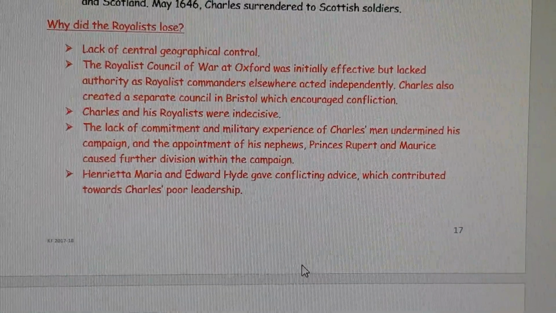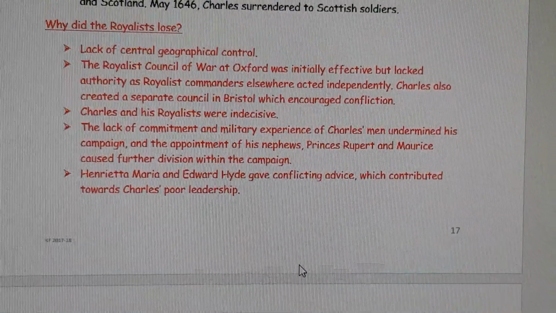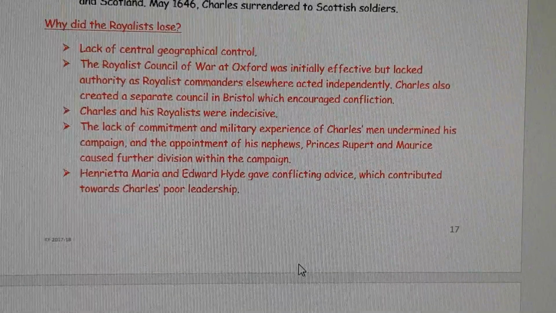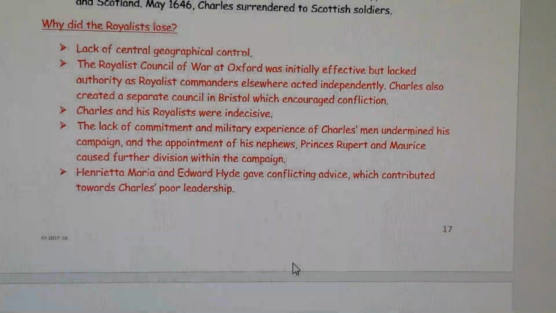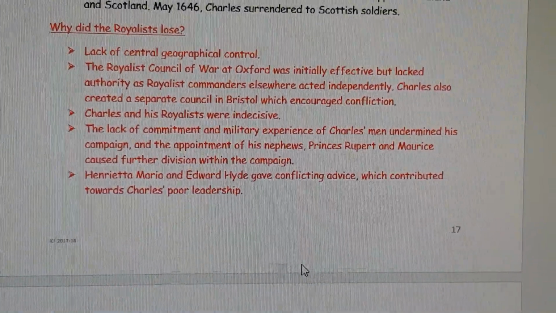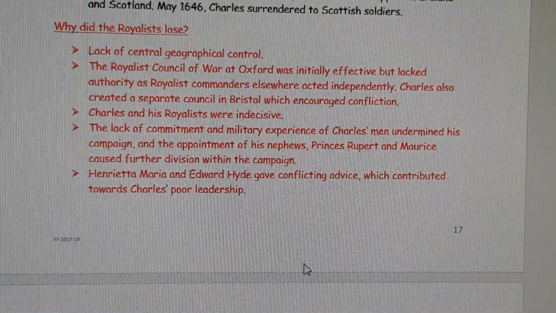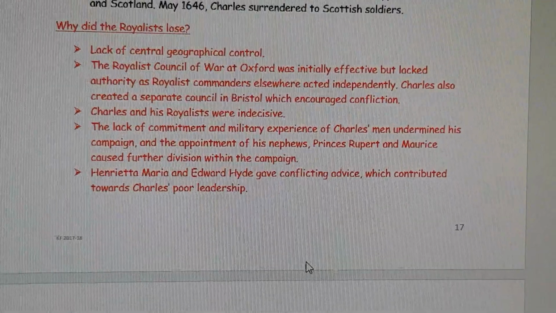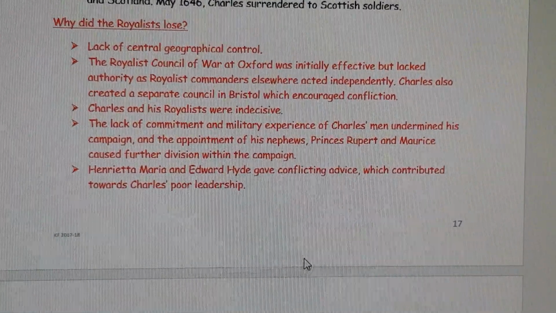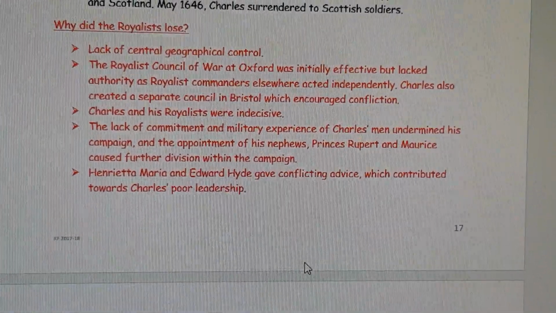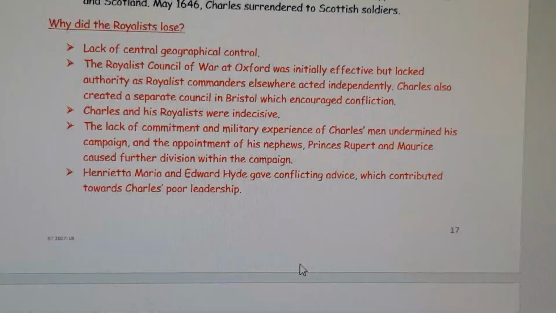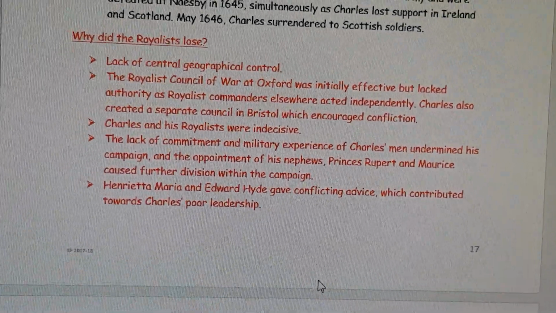And he then later realises this as he later appoints his nephews, Princes Rupert and Maurice. But that caused further division within the campaign. Rupert and Maurice were unpopular. And likewise, Henrietta Maria and Edward Hyde gave conflicting advice, combined with the fact that Charles had very poor leadership, all equated to the failure of the Royalist campaign.